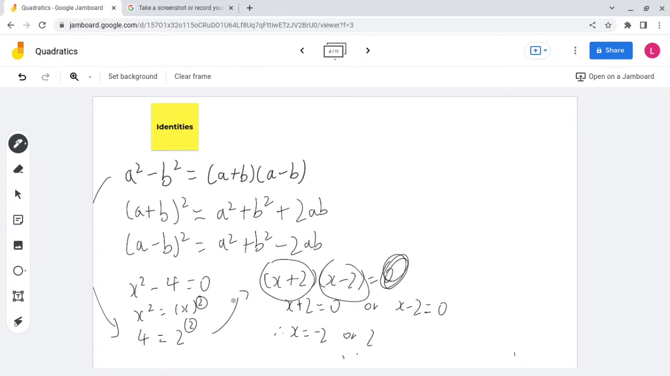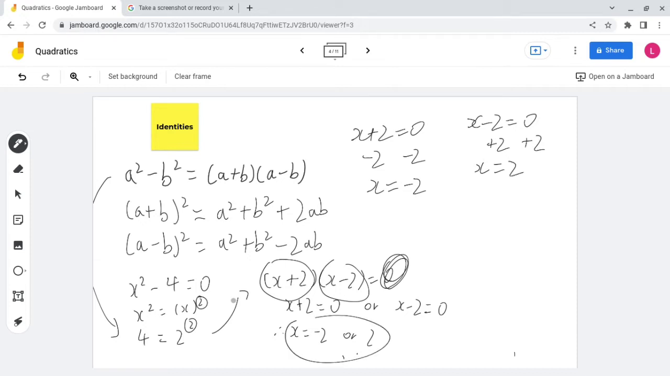Because here, if you see x plus 2 equals 0, if we minus 2 on both sides, x would be equal to negative 2. And you see x minus 2 equals 0. If we plus 2 on both sides, x equals 2, right? So x equals negative 2 or 2. So this is one of the easier ones, and I'll give another example.